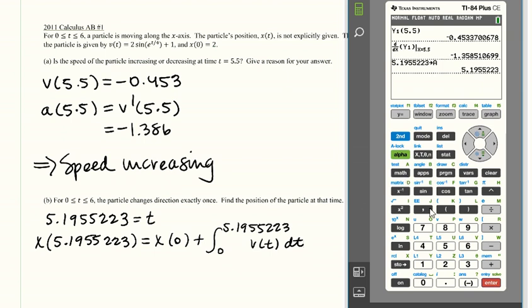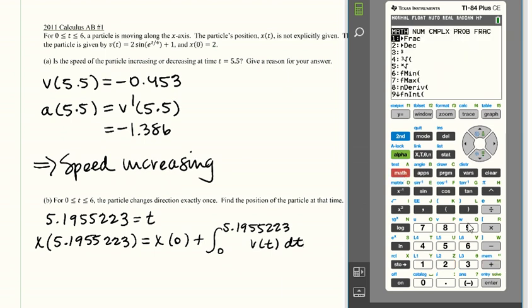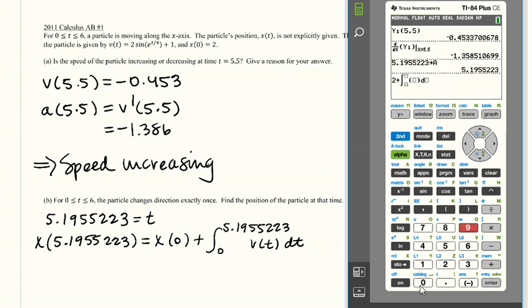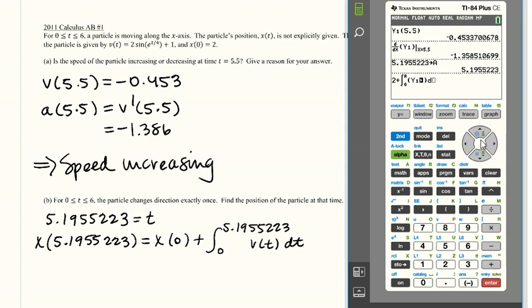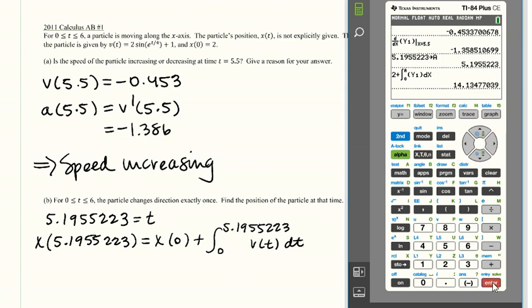Okay, so that's going to be x of 0 is 2 plus math 9, get an integral. Integrate from 0 up to the time I'm interested in, which I had stored in A, of v of t dt. And v is y1. And then so the answer is equal to 14.135.